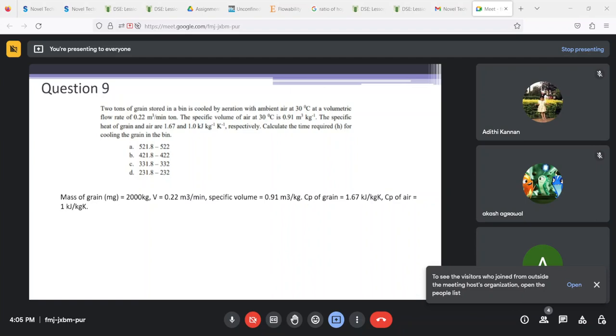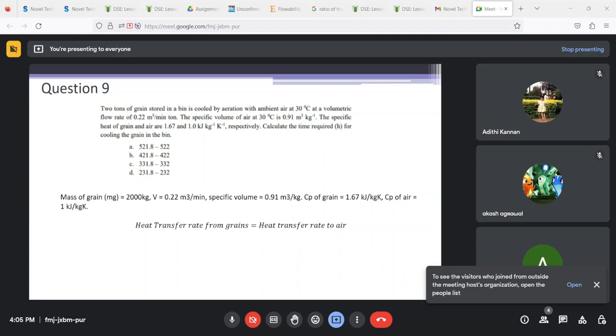So in this case, we make an assumption that whatever heat is transferred from the grains goes to the air. Sorry, the other way around. The grains are hotter, so whatever heat is present in the grains is transferred to the air, so that the grain starts cooling down.